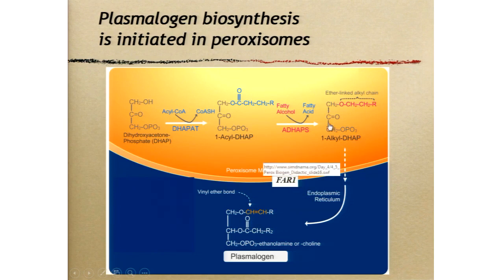And then this product here, which is called a 1-alkyl dihydroxyacetone phosphate, is actually sent into the endoplasmic reticulum for a number of other steps to make a mature plasmalogen. So the ether-linked alcohol is converted to a vinyl ether alcohol with this double bond. Another fatty acid is added to the C2 position, and then we have phosphatidylethanolamine, or choline, as the phosphate head for this membrane glycerophospholipid.